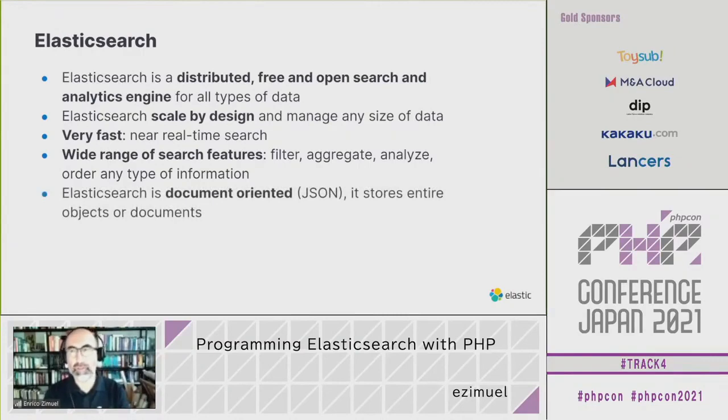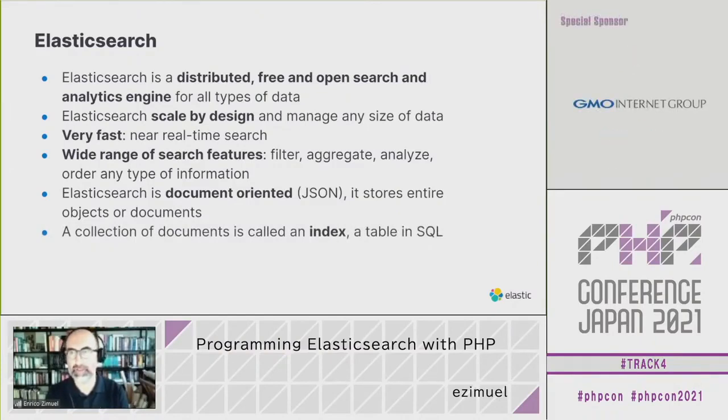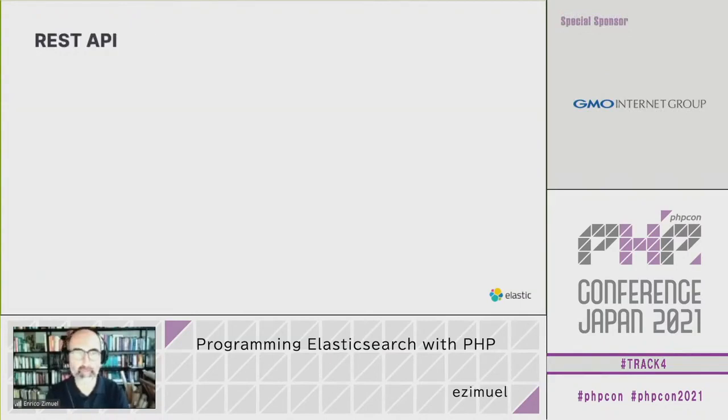It's basically document oriented. So in order to store information in Elasticsearch, you need to provide information in a JSON format. And you can store whatever you want, any kind of information, logging system, user information, whatever. Technically speaking, a collection of documents is called an index. And you can think about an index like a table in a SQL database.